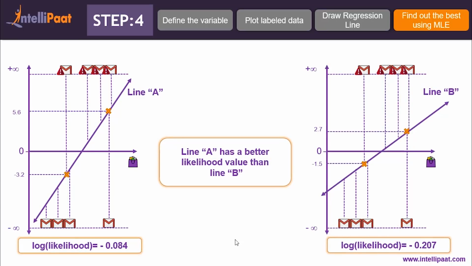Now if we compare the log likelihood values for these two regression lines, we'll see that line A has a bigger value of log likelihood than line B, right? The log likelihood value for line A is minus 0.084, whereas for line B it is minus 0.207. So minus 0.084 is bigger than minus 0.207, right? Therefore we can say that line A has a better likelihood value than line B.